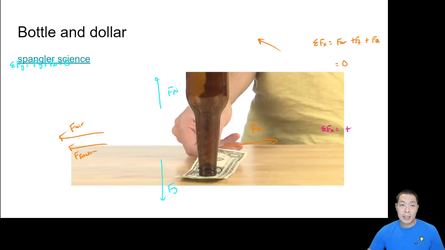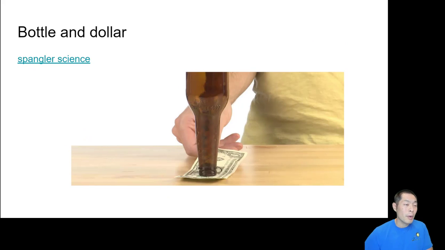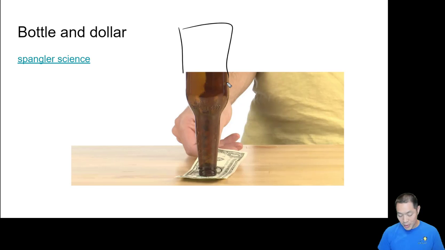Now the bottle trick is actually pretty cool. If you get a bottle and try to rip out a dollar bill, with an empty glass bottle, it won't really work. It's going to keep tipping over every single time. There is a reason for that: it's top heavy, so most of the weight is up here.